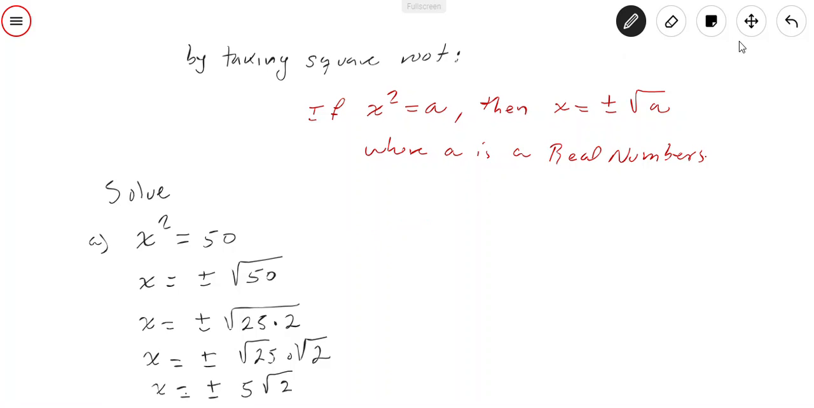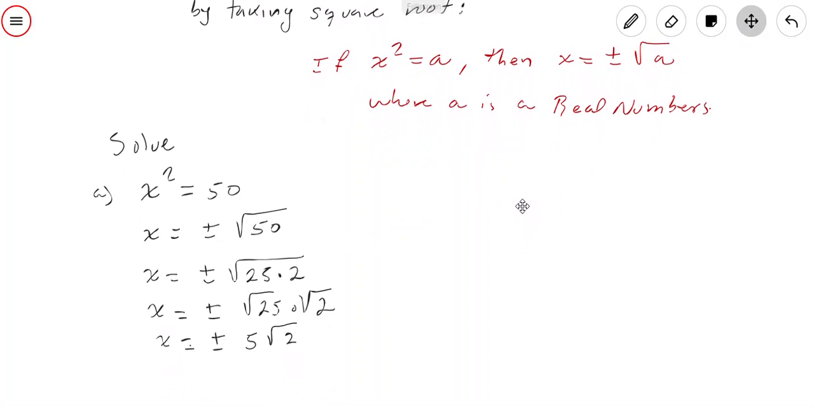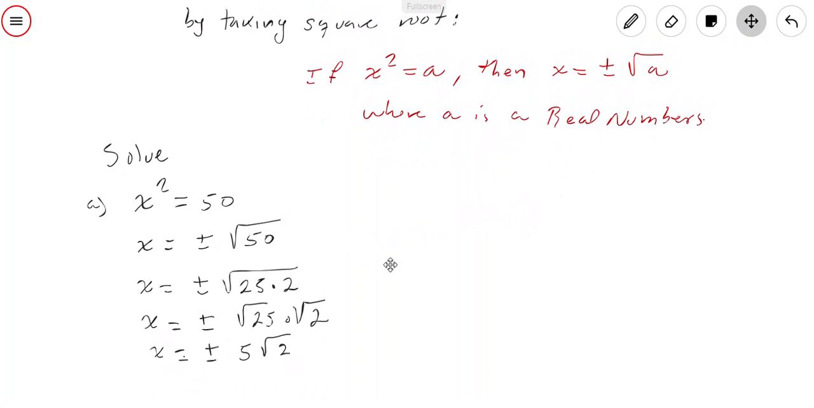So which are my solutions in this case? I have two solutions that are negative 5 square root of 2 and positive 5 square root of 2. So those are the solutions of my equation in this case. But this is a very simple equation. We can complicate this a little bit more.